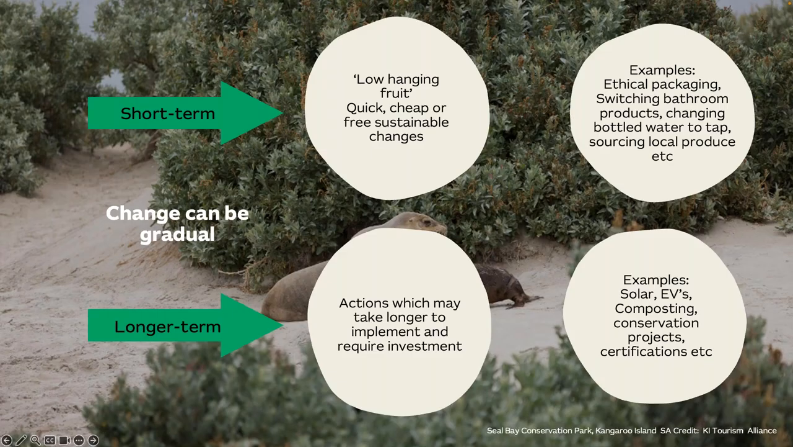And one of the most important things to do is start setting yourself short, long, and even longer term goals from there, because change can be gradual and it is a process. So short term goals can be low hanging fruit, as in quick, cheap, or free sustainable changes in your business. That could be anything from switching out packaging you use to ethical packaging. With Wham, that was the picnic boxes we used on our picnics. You could be switching out bathroom products if you're an accommodation point to a more ethical option, changing plastic bottled water to a tap water option, sourcing local produce, that sort of thing. Things that you can change relatively quickly in your business.